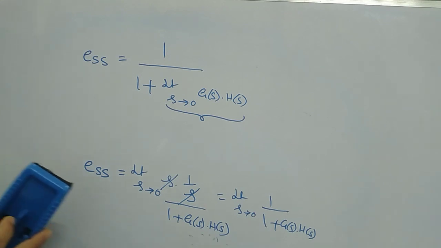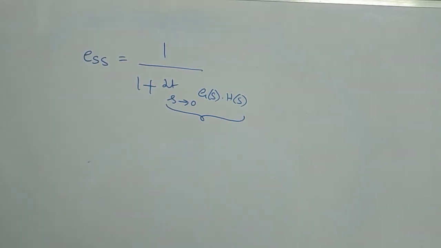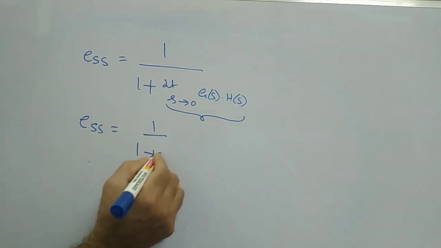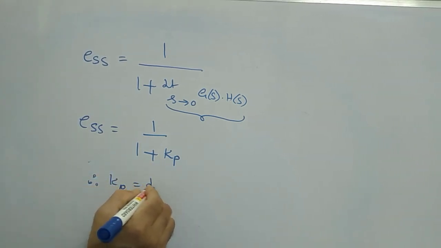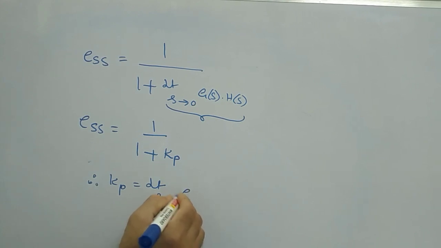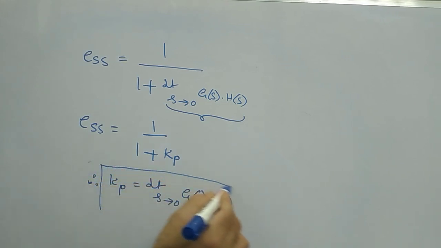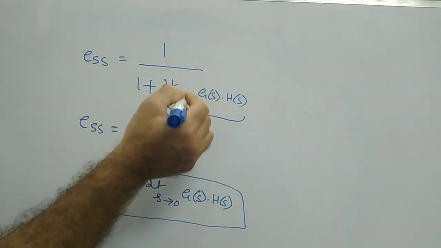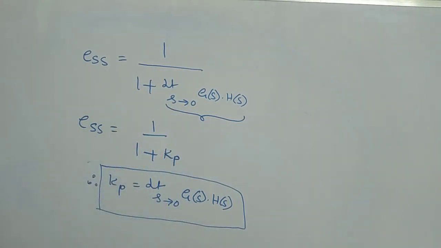Kp, positional error constant. So the steady state error ESS is equal to 1 by 1 plus Kp, where Kp is equal to limit s tends to 0 of G of s into H of s. Kp is called the positional error constant. This is one error constant. Therefore, 1 by 1 plus Kp is the steady state error for the unit step input.